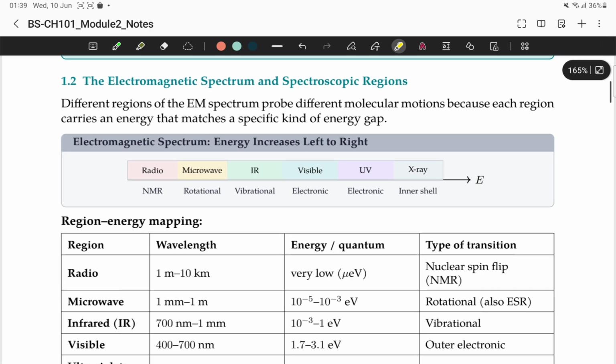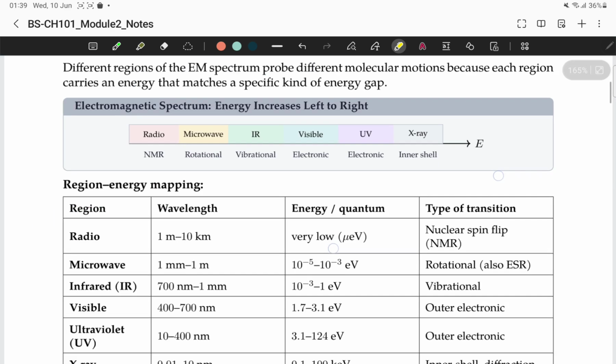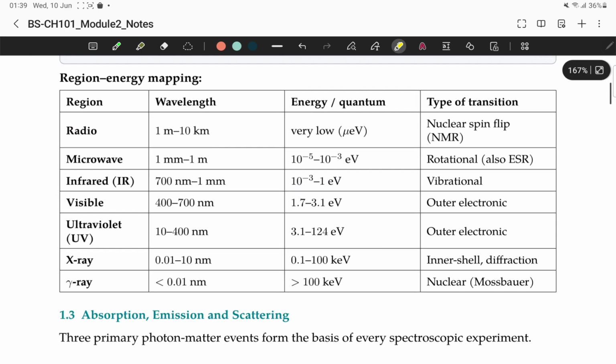Now the electromagnetic spectrum and spectroscopic regions. This is a very basic part, that's why I'm not going too deep. Why do we have different types of spectroscopy? Because different regions of the electromagnetic spectrum have different amounts of energy, which match different types of gaps inside a molecule. As we go from radio waves to gamma rays, the energy increases. Therefore, you can see the whole spectrum over here, and I am going through this region energy mapping.